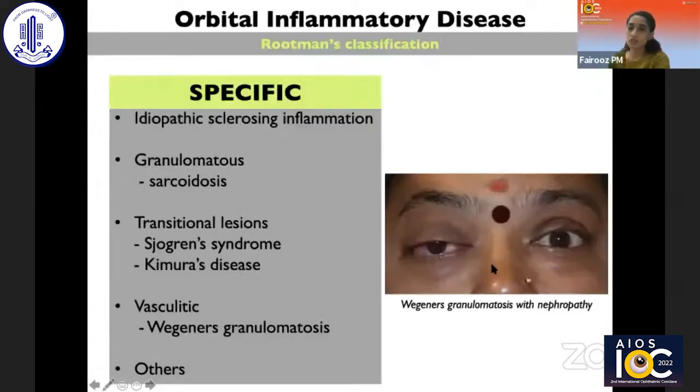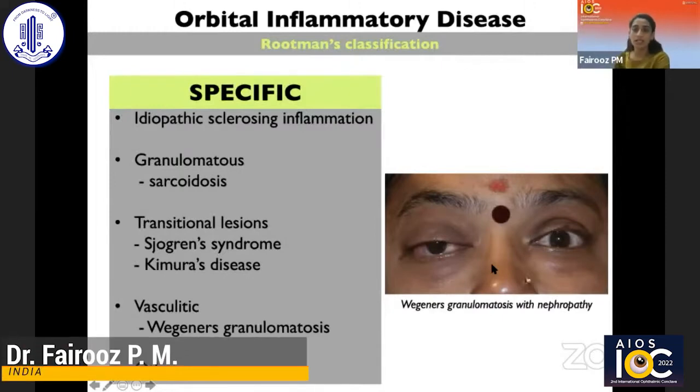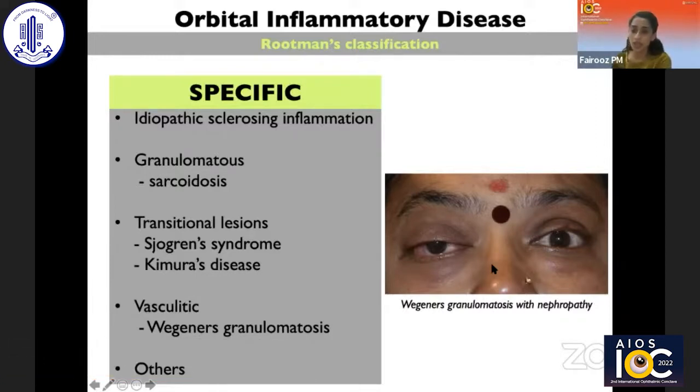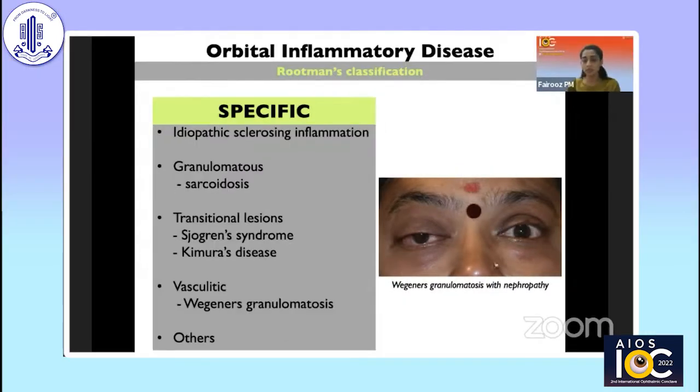According to Rootman's classification, orbital inflammatory disease is broadly classified as specific, which can include granulomatous, which definitely has an etiology and a cause, or even vasculitis, as you see in this case, where a patient has granulomatosis with polyangiitis, and the presentation was with very painful proptosis, and she also had nephropathy. So this is basically specific etiology-oriented inflammation in the orbit.